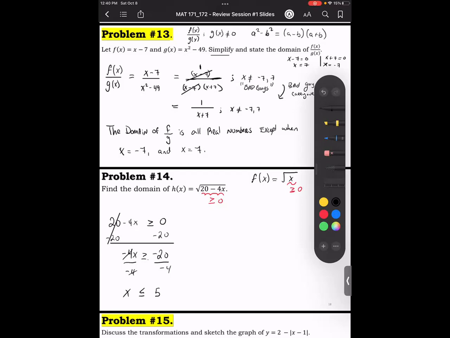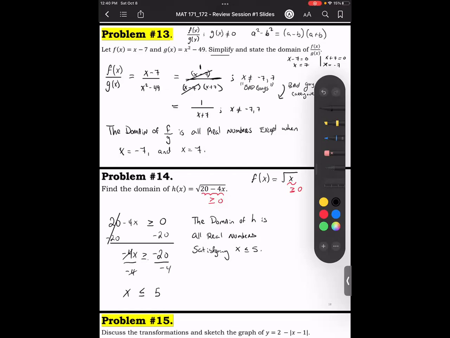So we write this out in words now. We say that the domain of h is all real numbers satisfying x is less than or equal to 5.